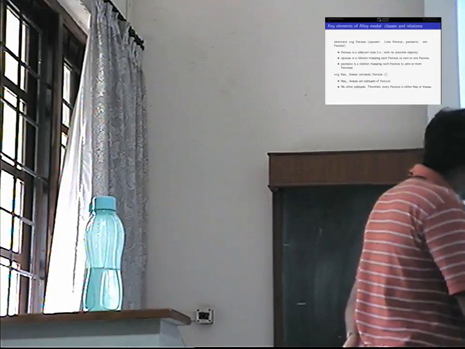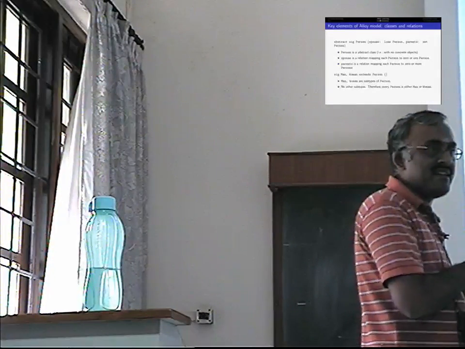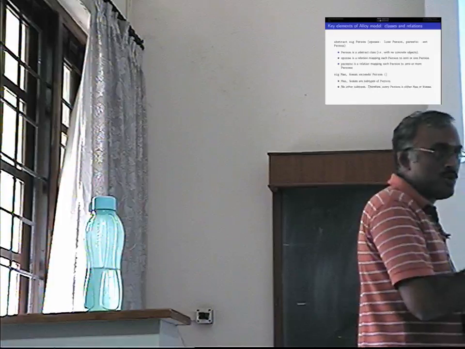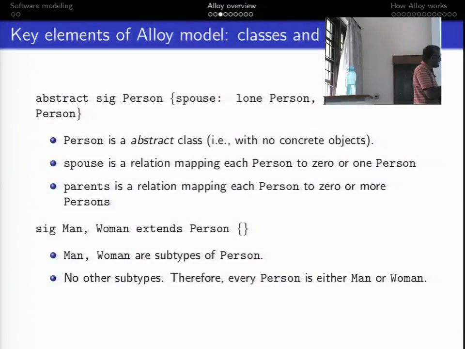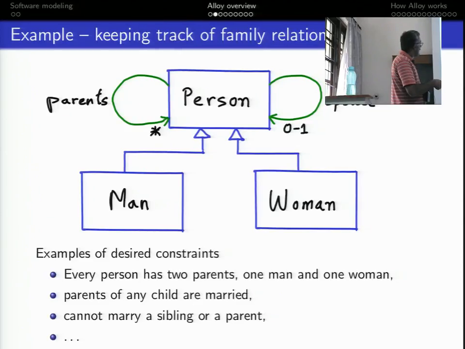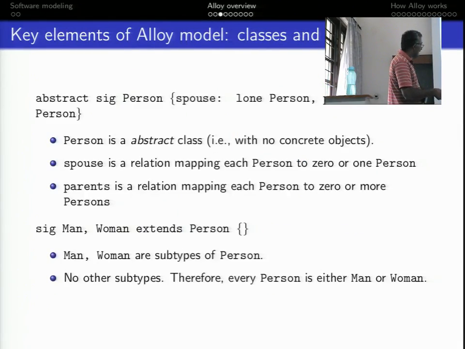Now this line is saying, sig again means entity. So this is saying man and woman are 2 entities and they extend person, right? Inheritance. This extend keyword is there in Java, right? So this is similar. And these empty brackets mean that there are no more relationships that man and woman have. These are the only 2 relationships that we care about. If there are other relationships that are specific to man or woman, they could go in here.